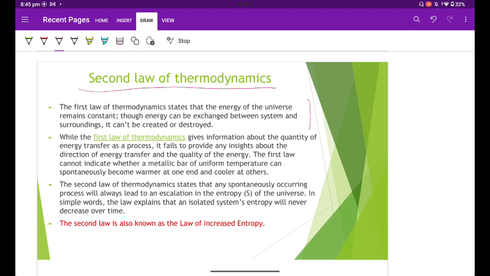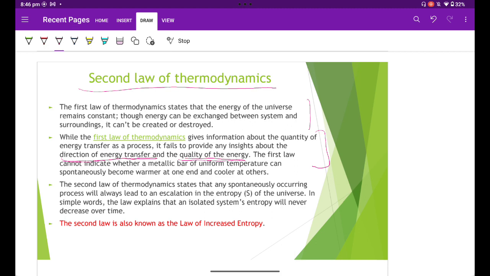While the first law of thermodynamics gives information about the quantity of the energy transfer, it fails to provide any insight about the direction of energy transfer and the quality of the energy. This is the limitation of the first law of thermodynamics, that it cannot indicate whether a metallic bar of uniform temperature can spontaneously become warmer at one end and cooler at the other. It does not give us a direction of energy transfer.